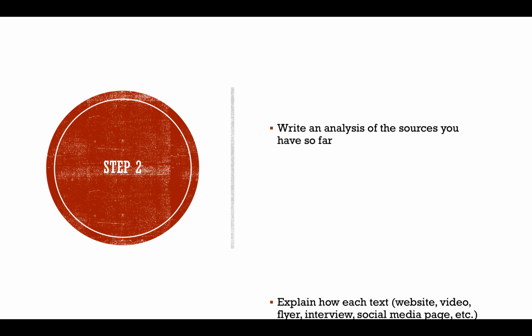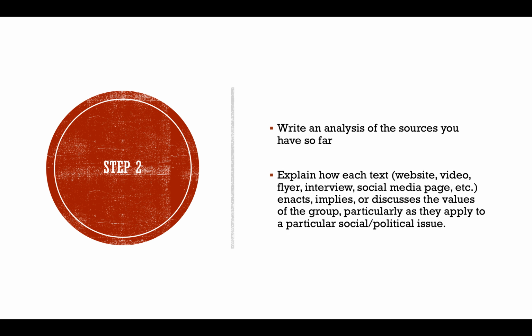All right, so step 2 of activity 2 is you're going to write an analysis of the sources you have so far. So you should have 4 to 5 sources so far. We started the very beginning of the unit with just 2, right? Most people had a social media page and a website page. You're going to do an analysis of that.